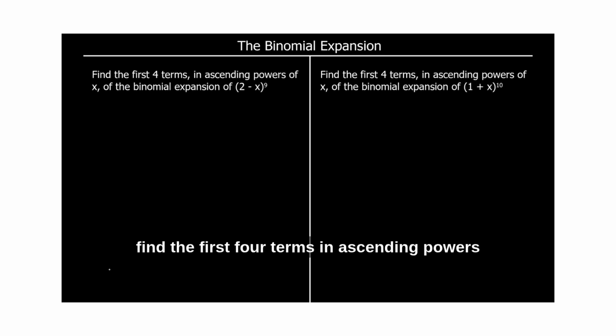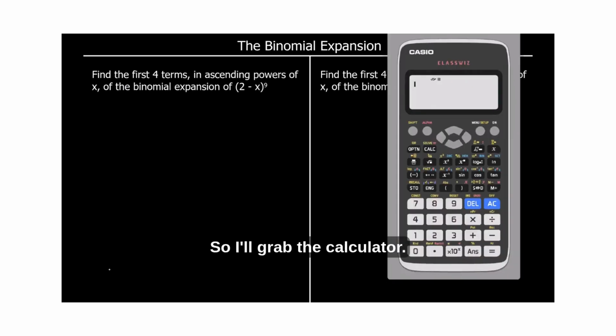This question says find the first four terms in ascending powers of x, so going up, of the binomial expansion of 2 minus x to the power of 9. We can use the calculator to generate the line of Pascal's triangle we want. So I'll grab the calculator. I've got the power of 9, and it's the nCr button. I want 9C0.